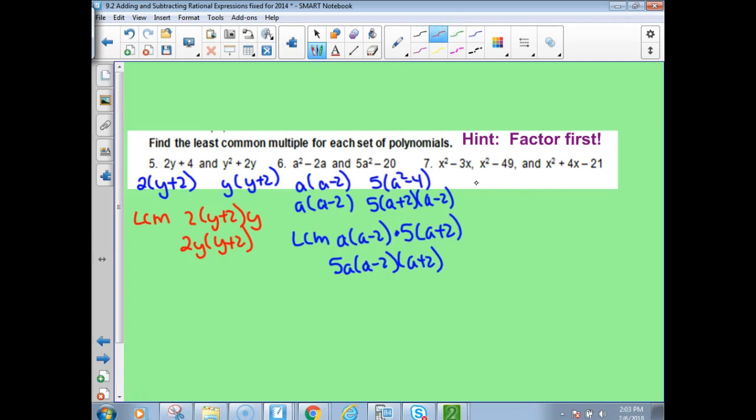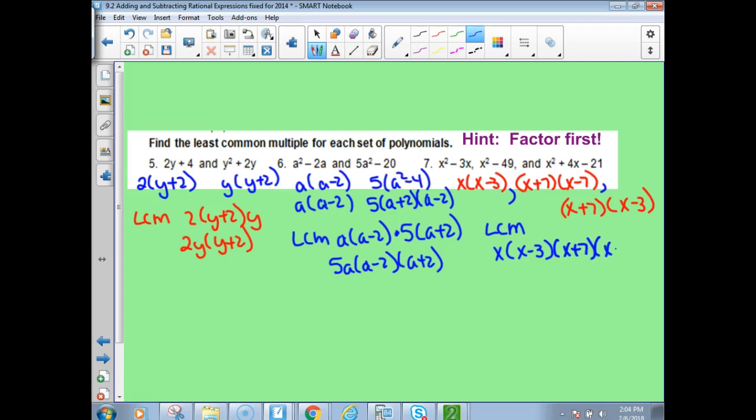Okay. For number 7, you factor the first one, that'd be x times x minus 3. The second one you factor as x plus 7 times x minus 7. The third one you factor as x plus 7 times x minus 3. To find the LCM, I'm going to put commas between them because I want you to realize those are separate things. Take everything in the first one, which is x times x minus 3. Take anything new in the second one, which is all new, so I need an x plus 7 and an x minus 7.